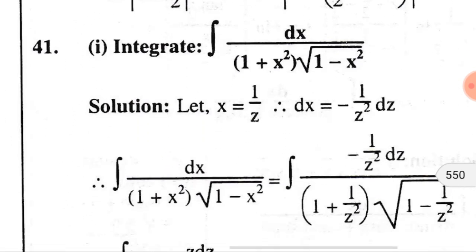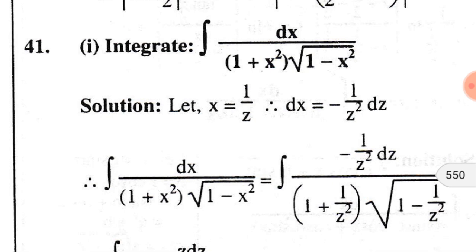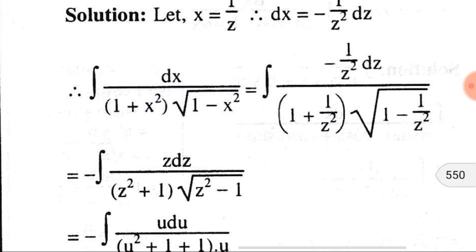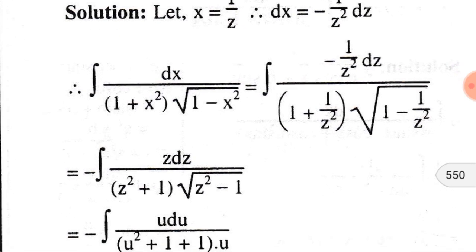Here is another problem: integration dx whole divided by 1 plus x square times square root of 1 minus x square. If we consider x is equal to 1 by z, then dx is equal to minus 1 by z squared dz. Now replacing those in the given function, it becomes integration minus 1 by z squared dz whole divided by 1 plus z squared square root of 1 minus z squared.